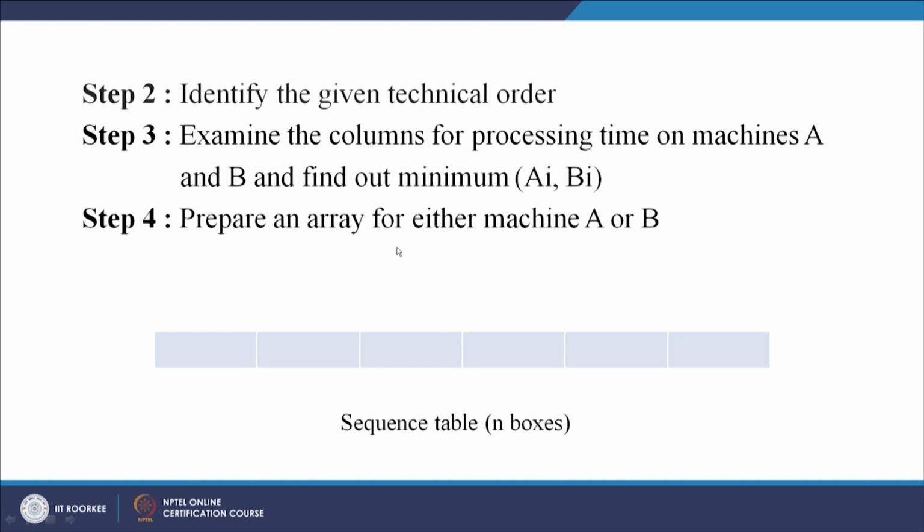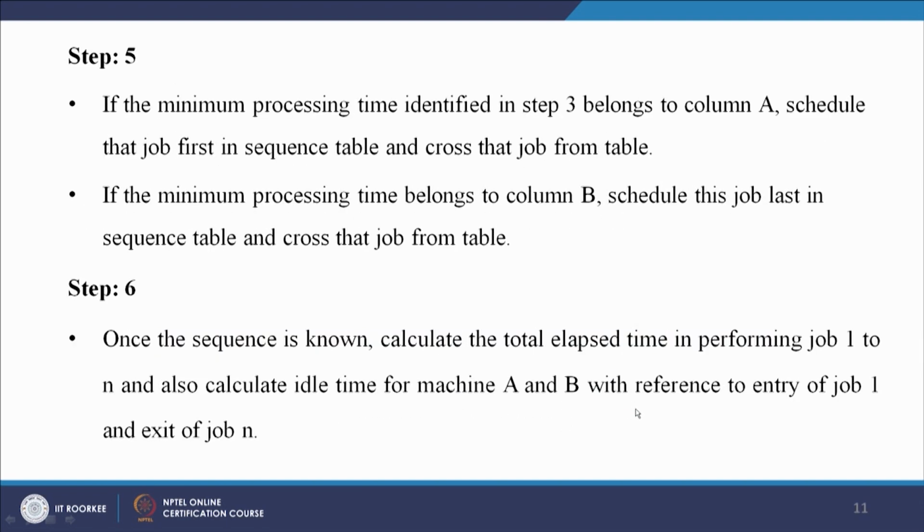Now prepare an array for either machine A or B. This type of array we can produce. I think it is clear on the screen. We have 5 jobs here or maybe 10 jobs here, so accordingly we can prepare an array like this, n boxes, because we are talking of n jobs to be scheduled or sequenced on 2 different machines. So for either of the machines we can make this type of array. Now the important thing is, we know the minimum processing time on machine A, we know the minimum processing time on machine B for the various jobs.